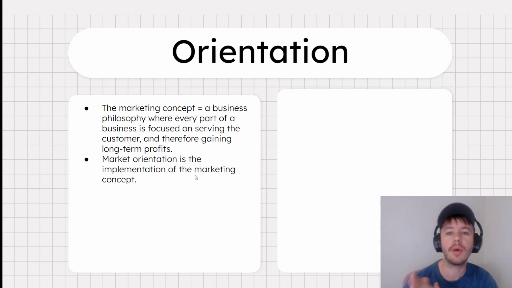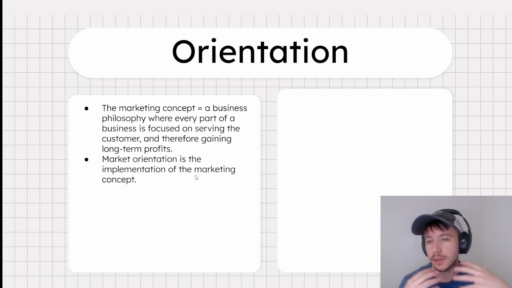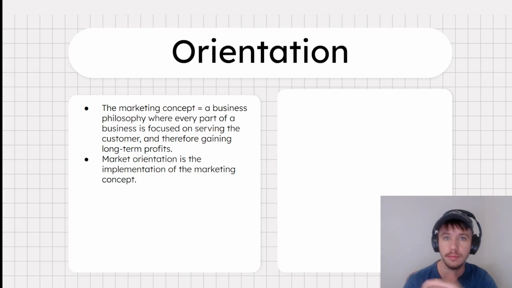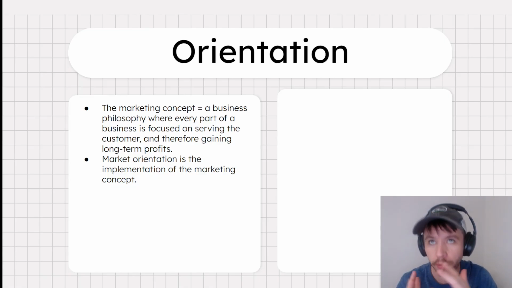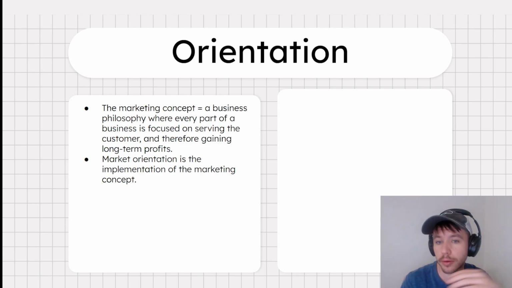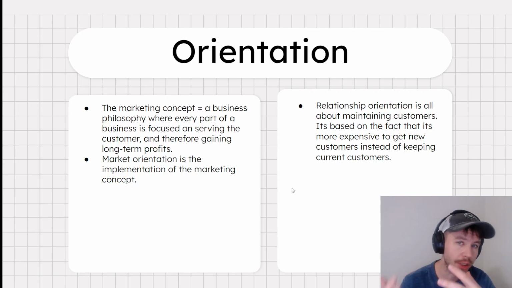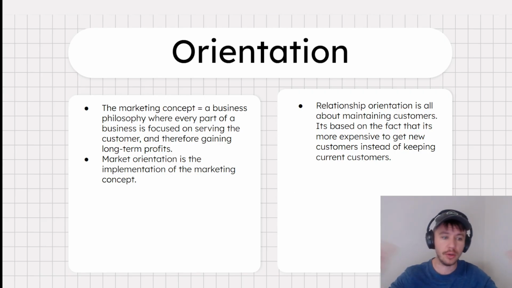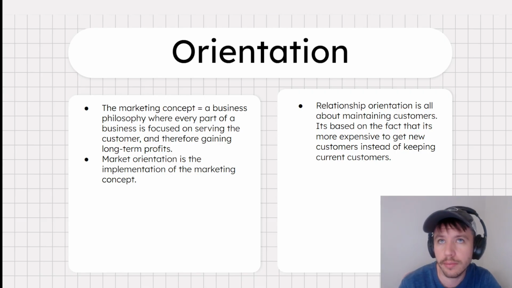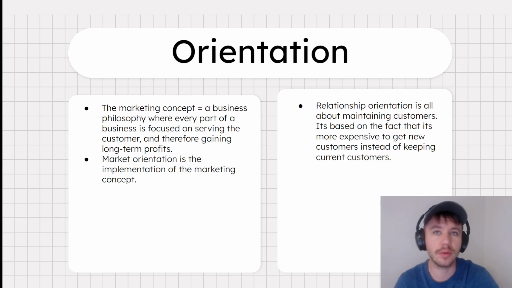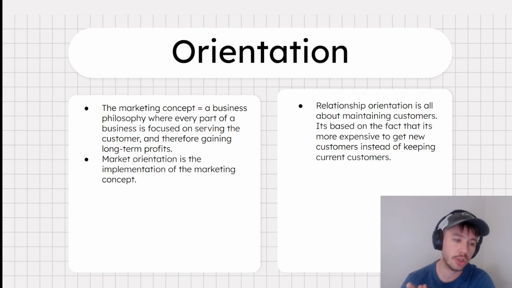Next, we have something called market orientation, which is taking the marketing concept and applying it. So you're oriented towards the market or towards your target customer, essentially. Next, we have what's called relationship orientation, which is all about maintaining customers. It's cheaper to keep a customer than it is to just always get new customers and churn through them. So essentially, there's self-interest with focusing on relationships, maintaining relationships, and really serving people well. And that's all about how you're oriented.